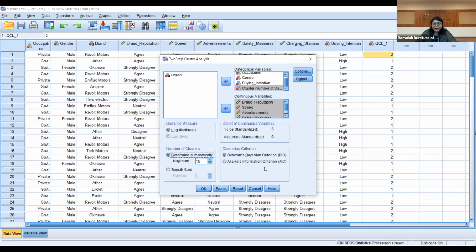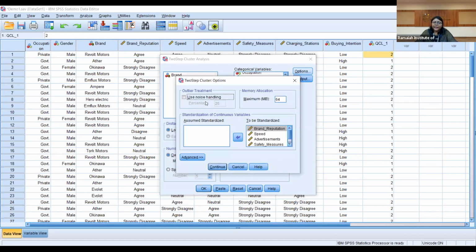And there are 2 types of clustering criterion. One is BIC and the other one is AIC. The most common method is the Bayesian criterion, which is the BIC method, so we'll also go ahead with this. Now in this case, we have options. In options, you can choose if you want any of the variables to be standardized, by clicking on these. If you do not want any of this, because our variables are already standardized, we need not do it. But by default, you will see that it will take them as standardized so that it gives you a standardized output.